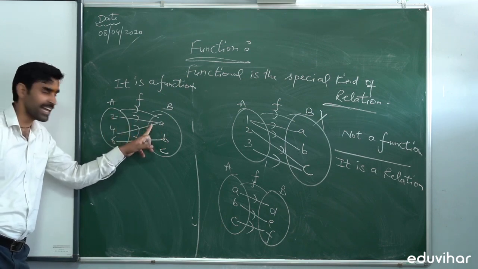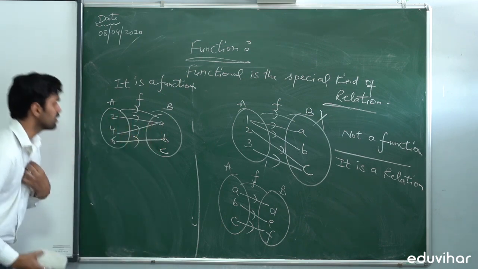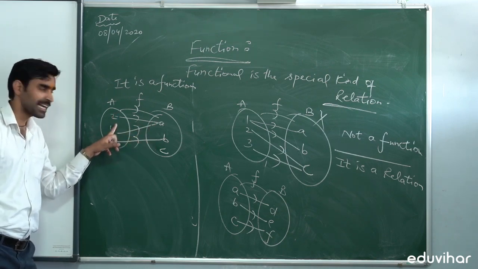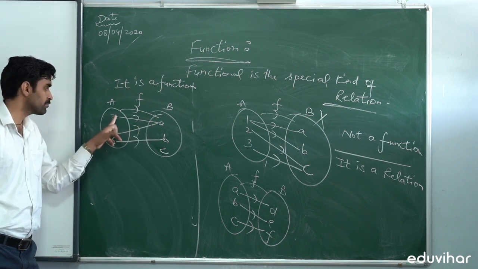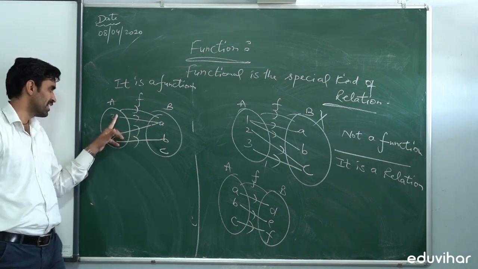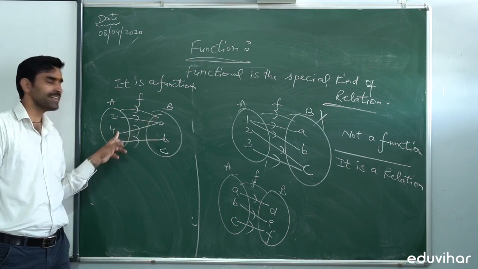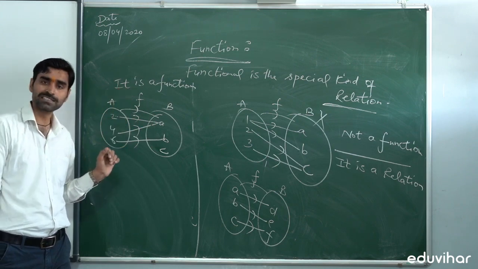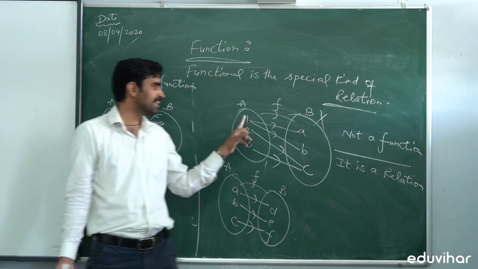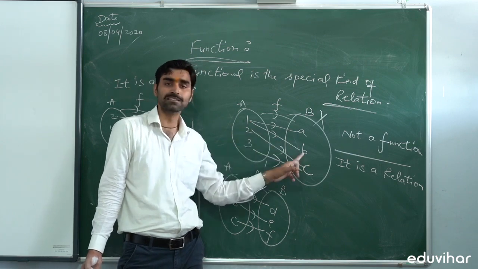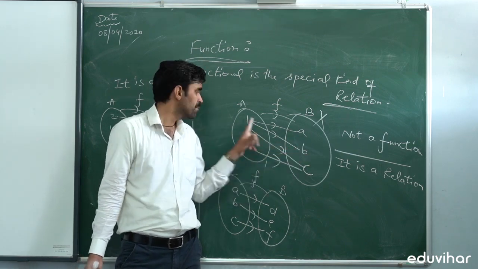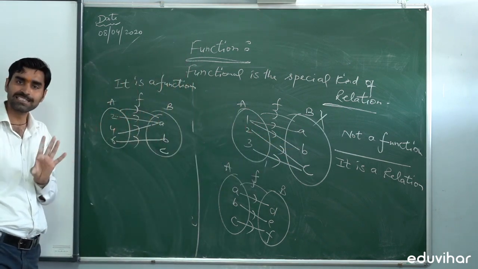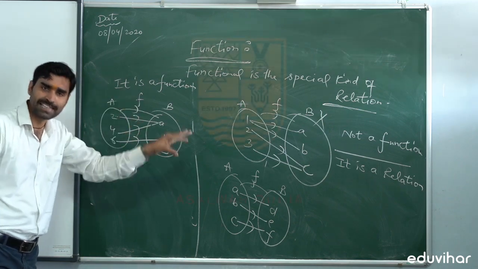That is, 2 has the image A, 4 has the image A also. So two different elements have the same image. That is, one element has one image only. So this is also the case of a function, but it can never be that one element has more than one image. Two elements can have the same image, but one element can never have more than one image for the function to exist between the given two sets.